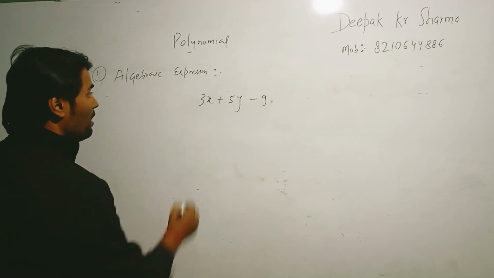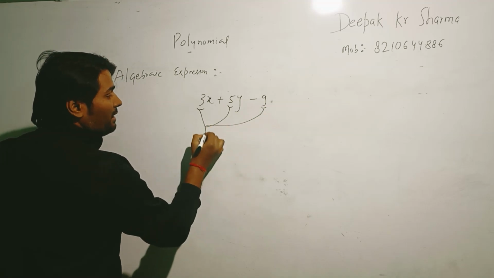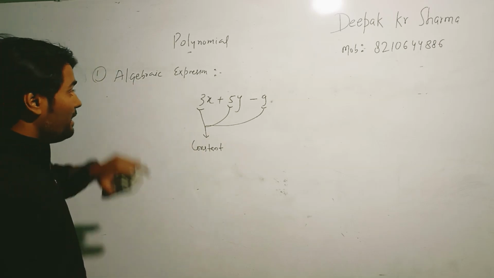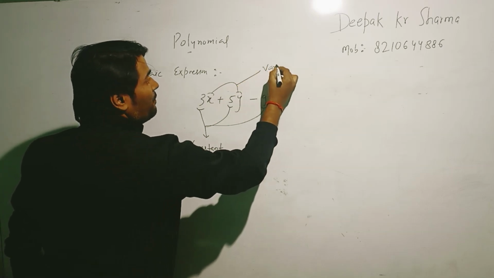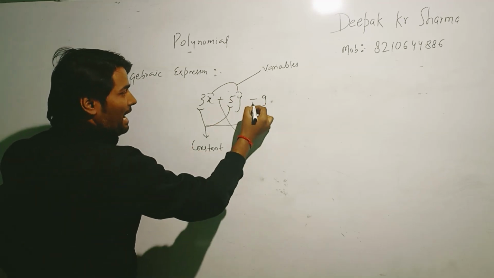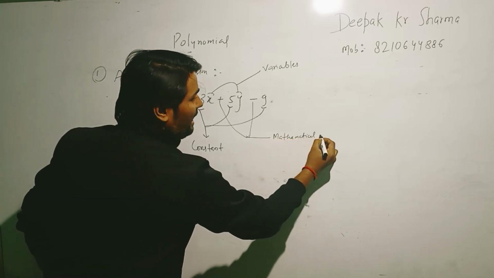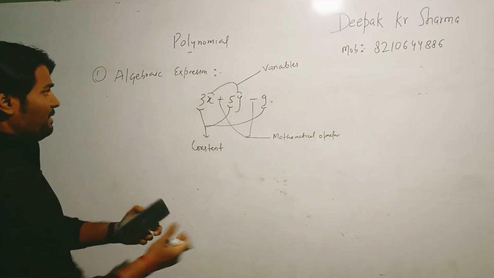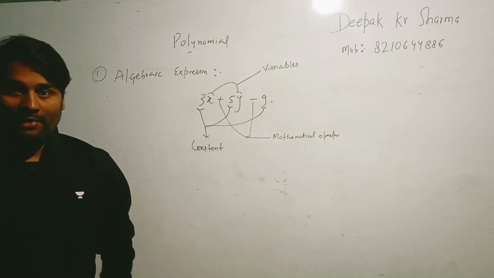How? Just see. Here we have 3, 5 and 9, so these are all constants, right? Again, you can see here this x and y. So this x and y are variables, right? And now you can see here this plus and minus. These are nothing but the mathematical operators, correct? So these 3, 5, 9 are constants and x and y are variables, right?